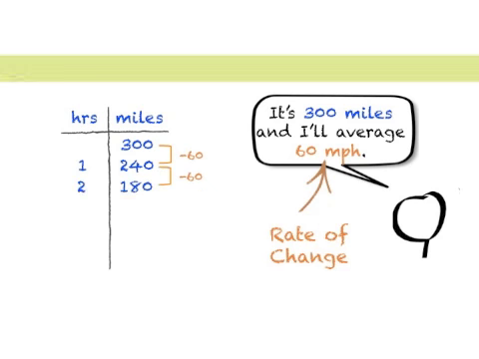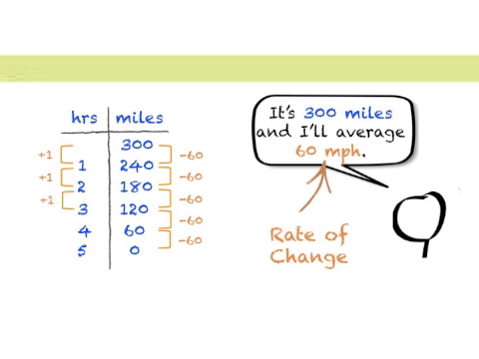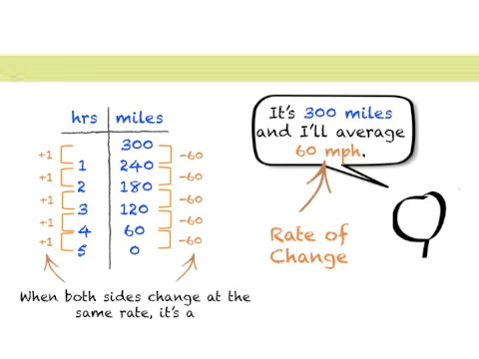So we keep going like that, subtracting 60 miles for each hour until we get to 0, which means we're there. Notice on the other side, we were changing by 1 hour each time we changed by 60 miles on the other side. When both sides change by the same amount, it's called a constant rate of change.